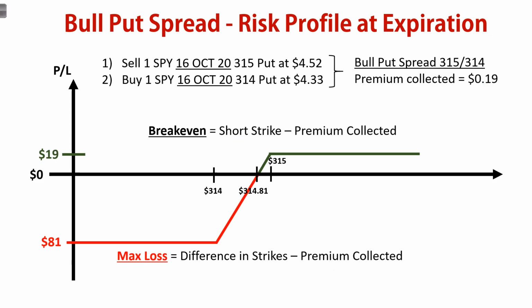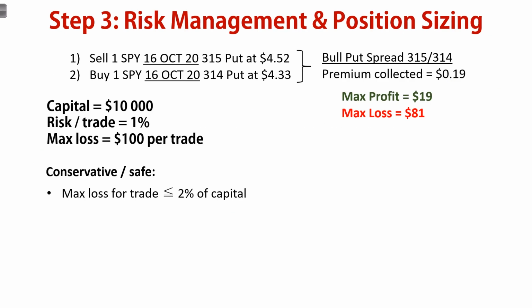If everything is good, then we move on to the third step, which is risk management and position sizing. How many contracts are we going to trade, or how many contracts should you trade given your account size? We have already calculated our max profit to be $19 and max loss to be $81. So following our previous example, with an account size of 10,000, risking 1% per trade, your max loss is only $100 per trade.